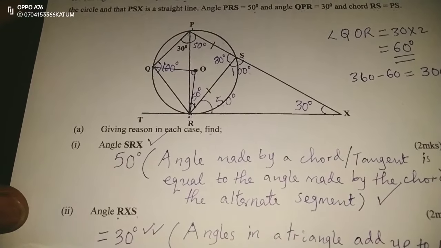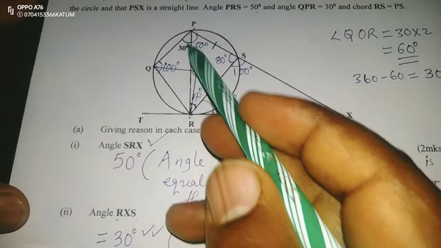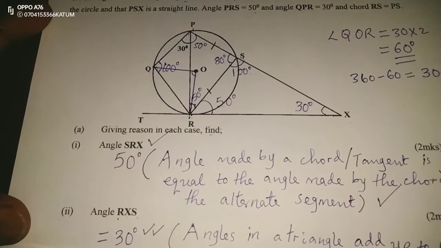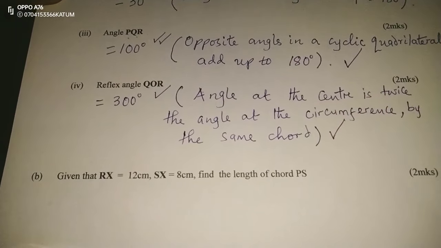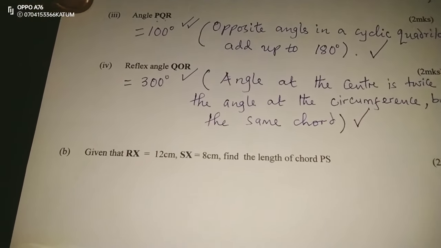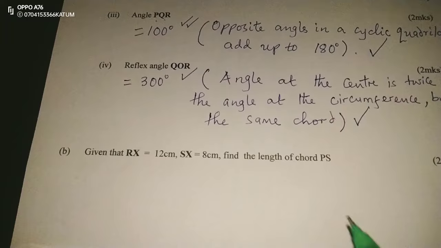Now that QPR is 30, this one has to be the double. Then the angle around the point should give us 360. So 360 minus 60 gave us 300. So that is how we get such an angle.